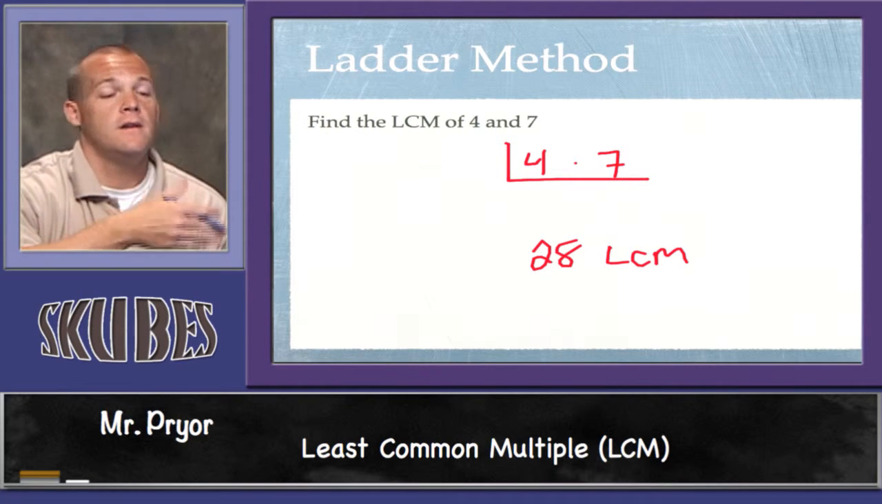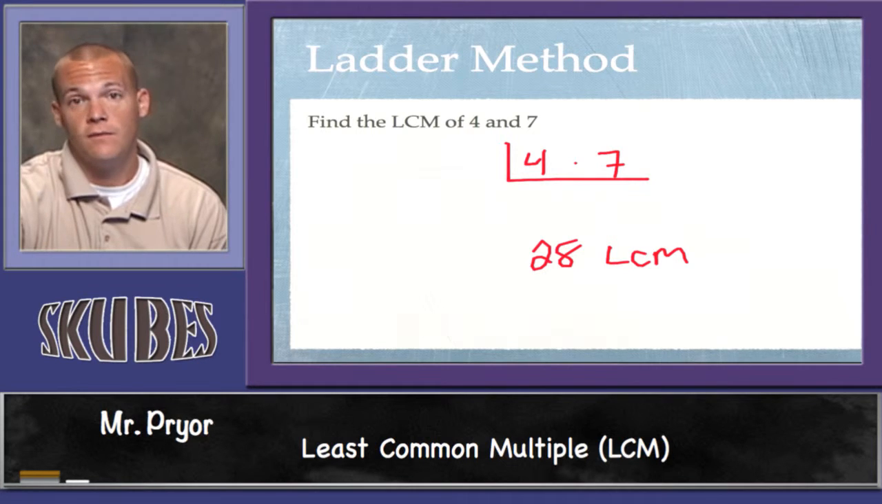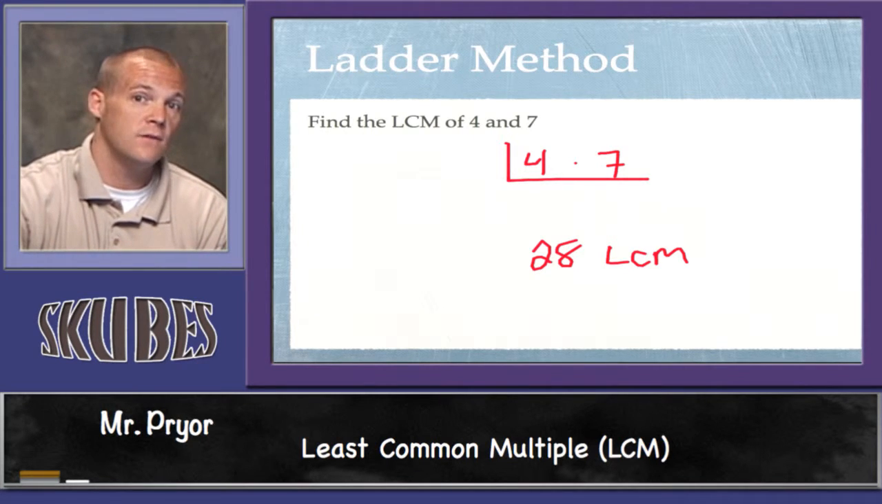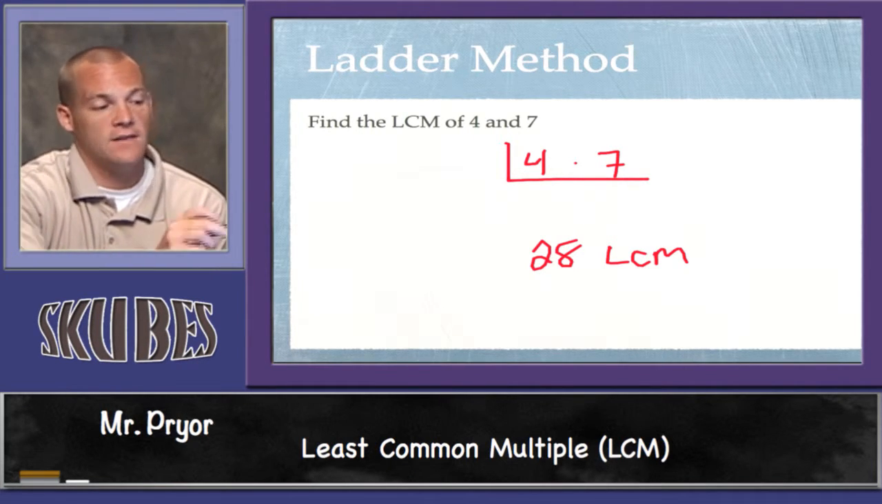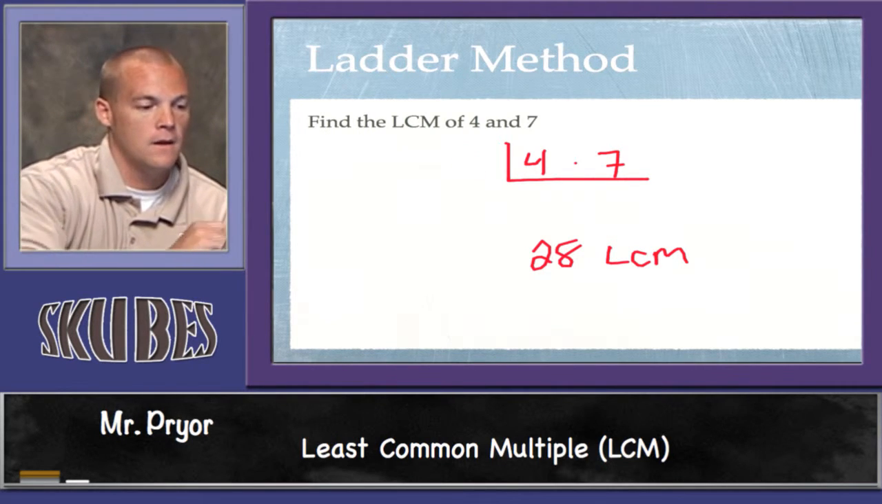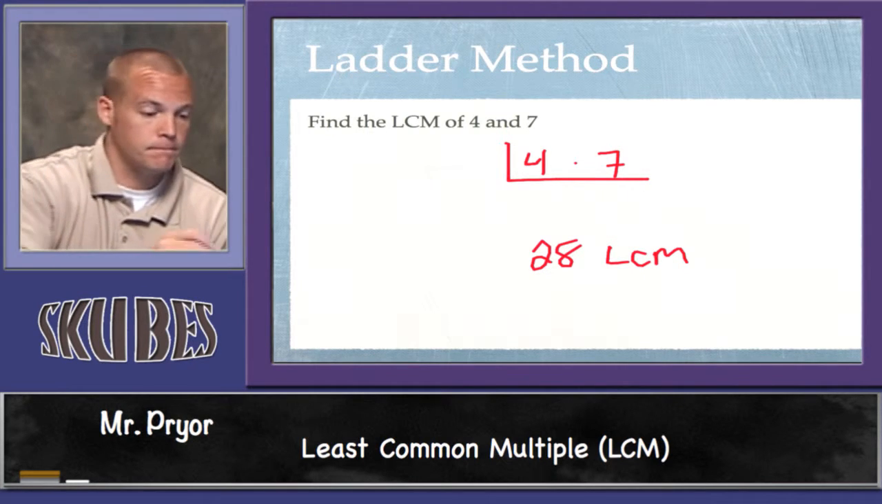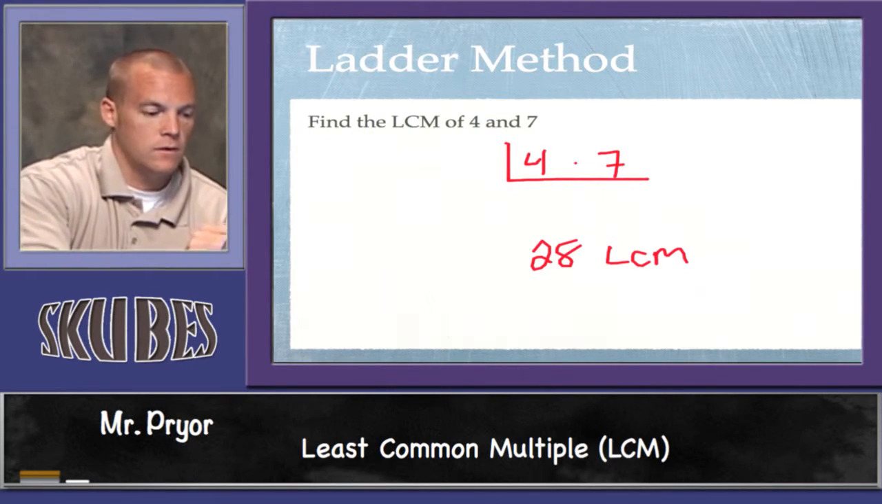If you use the other method, you would have to count out 4, 8, 12, 16, 20 until you get out to 28 with 4, and then you would have to do that with 7 as well, unless you just knew it. But that's the latter method. If there is no number that divides in evenly like 2, which in this case it can't, then you just multiply the two numbers together. All right, let's look at one more like that.